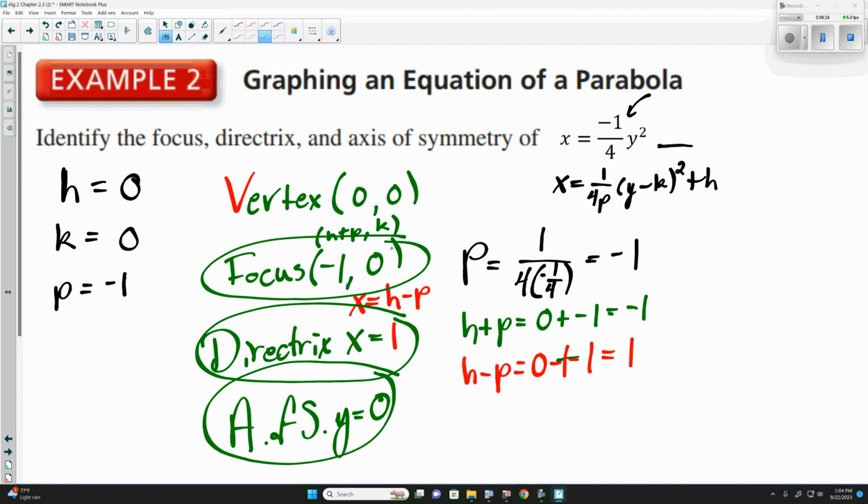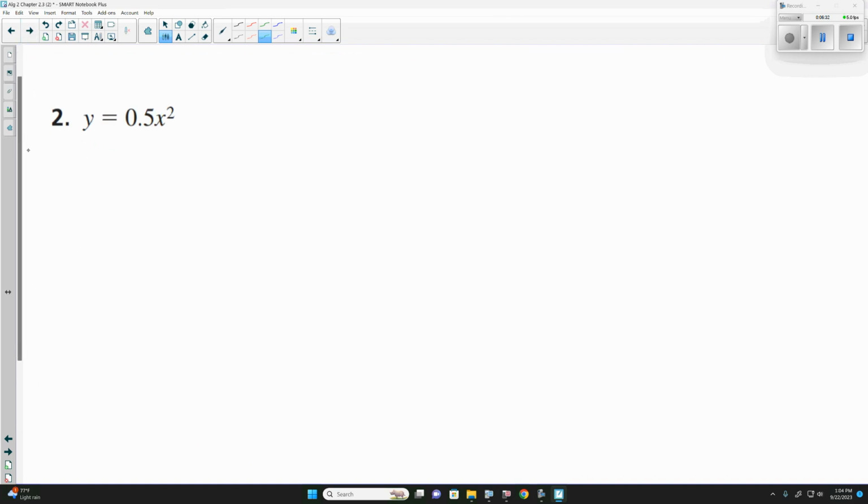Questions on any of this here? Questions on anything we've done so far? Let's look at the next one: y equals 0.5x squared.